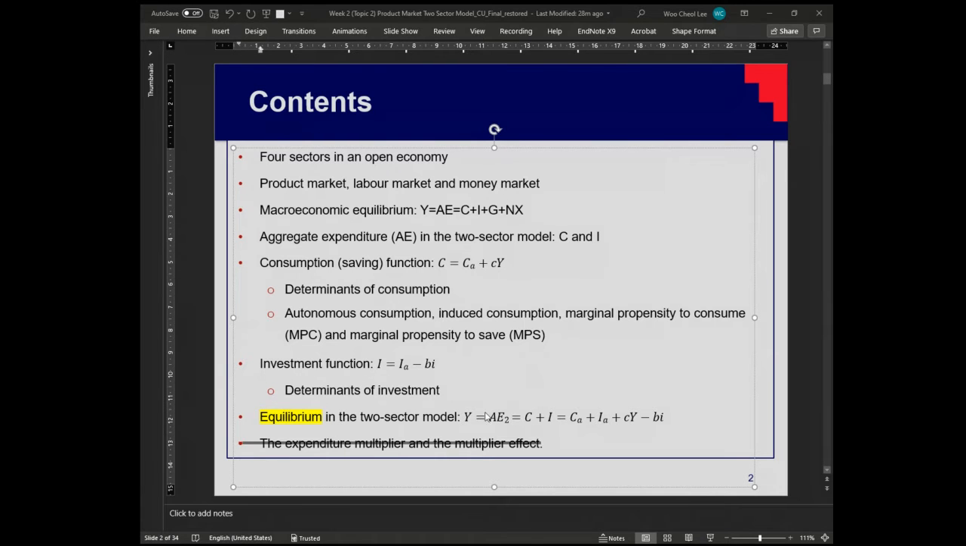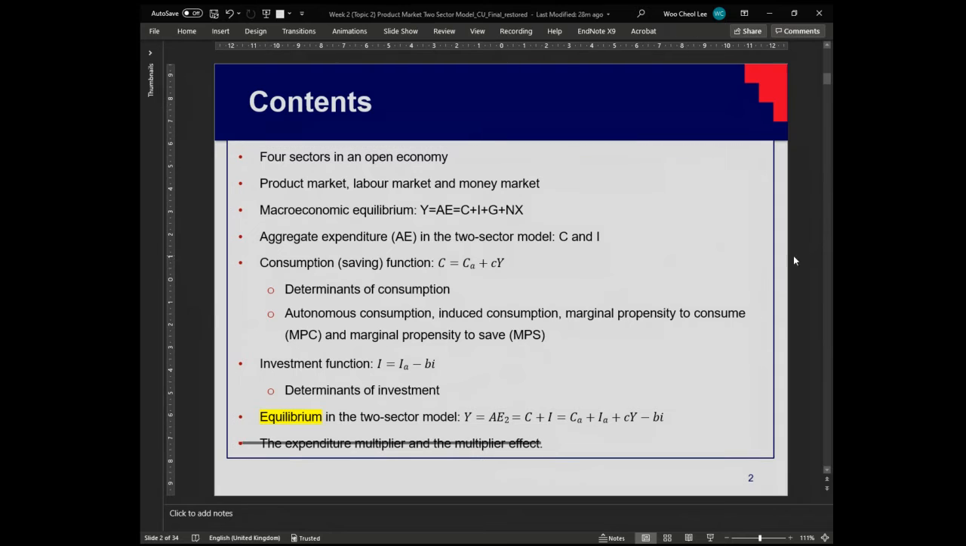And if we have time, we're going to talk about the expenditure multiplier. Actually, this one we're going to focus on next week. So if we have time, I will talk about this, but if we don't, then we will deal with it next week. So this is today's lesson plan.